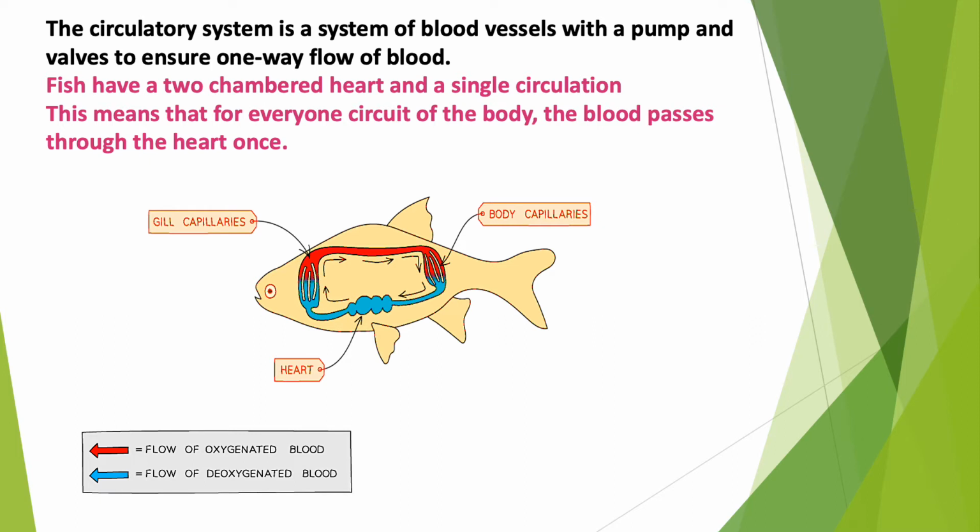Before we go on to the next slide, let us understand the meaning of oxygenated blood and deoxygenated blood. Oxygenated blood simply means the blood rich in oxygen, whereas deoxygenated blood means blood poor in oxygen.